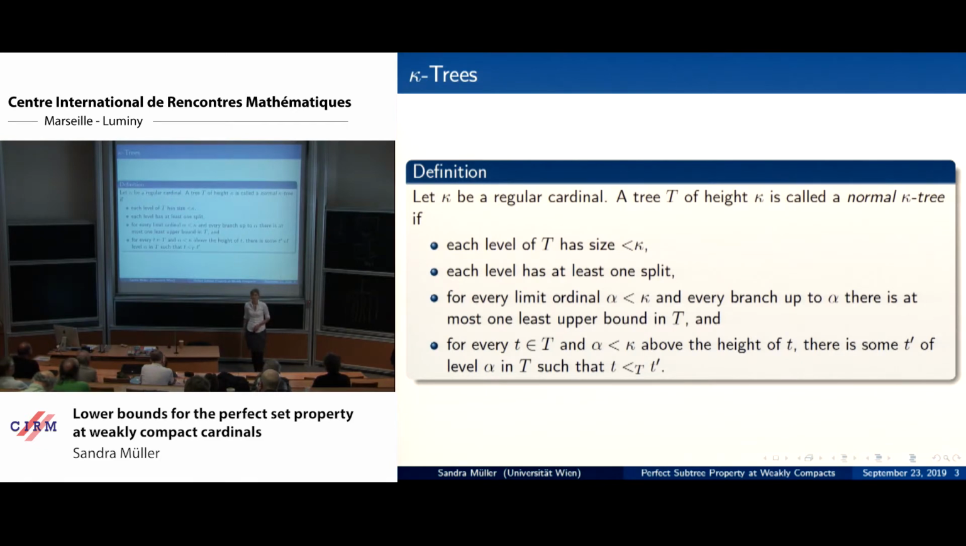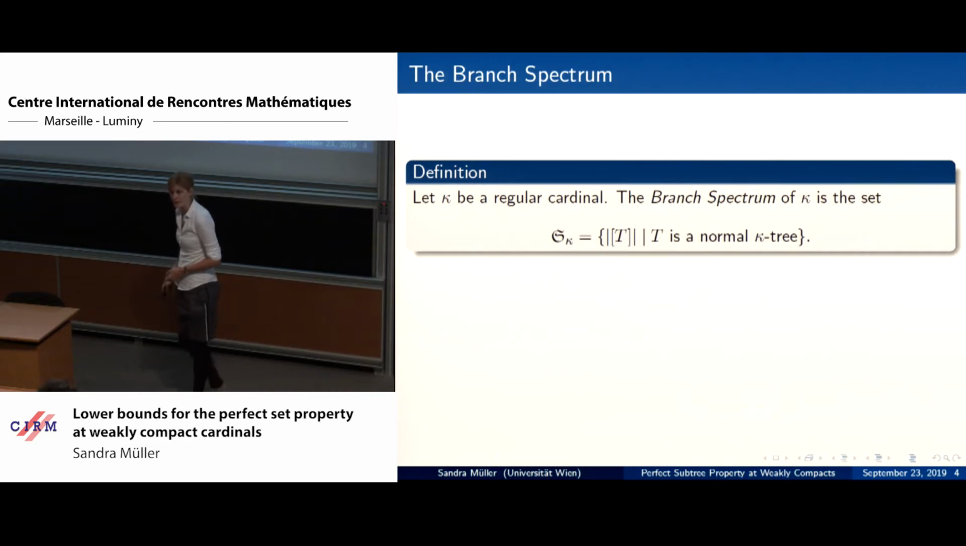So the first definition is very basic. For any regular cardinal kappa, a tree of height kappa is a normal kappa tree if each level has size less than kappa. I want to make sure that we have a split, say at least at each level. Then for limit ordinals, if we have a branch up to alpha, there's at most one least upper bound. And I want to make sure that whenever we take a node t in the tree, for every alpha above, there is some stronger node t prime in the tree.